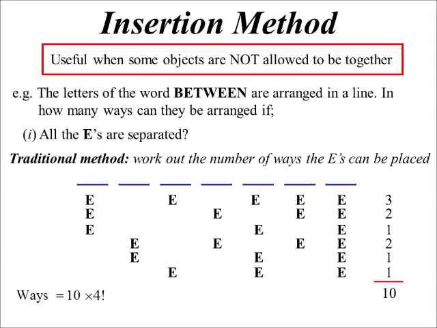Then I arrange the other letters. So there's another 4 letters to arrange, 4 factorial, and we get 240. And that's probably the traditional way people approach it. The insertion idea is to do it a little bit differently.